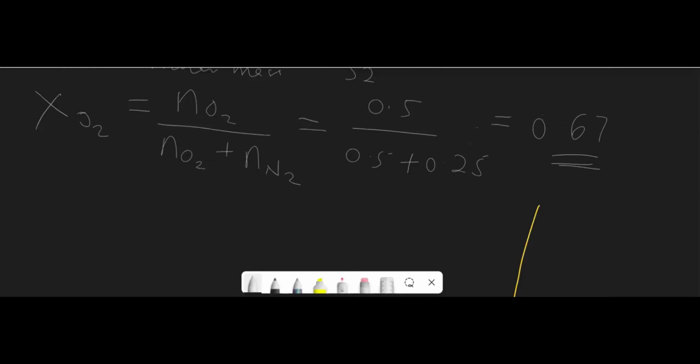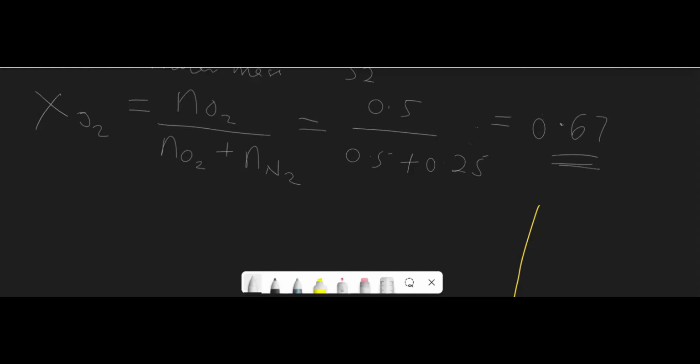So it doesn't have units. So therefore, now the mole fraction of oxygen is 0.67. So now you have the mole fraction of oxygen. So let's say you also want to calculate the mole fraction of nitrogen.